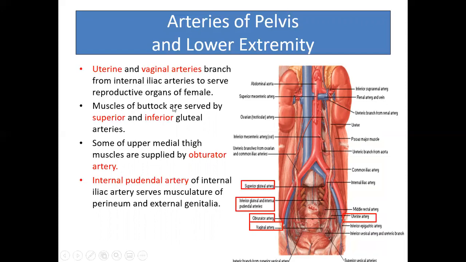The muscles of the buttock are supplied by the superior and inferior gluteal arteries. If you see from this picture, this is the superior gluteal artery, this is the inferior gluteal artery. Some of the upper medial thigh muscles are supplied by the obturator artery. You see from this picture, this is the obturator artery. The internal pudendal artery of the internal iliac artery serves the musculature of the perineum and also the external genitalia. So these are all the branches that arise from the internal iliac artery.